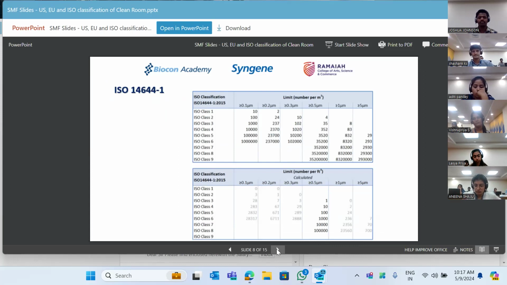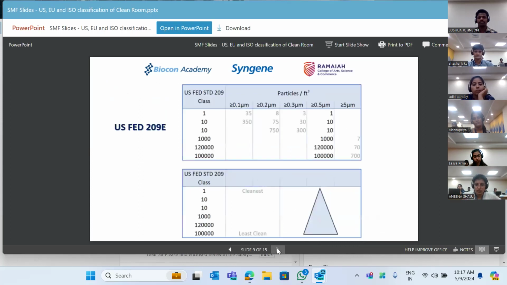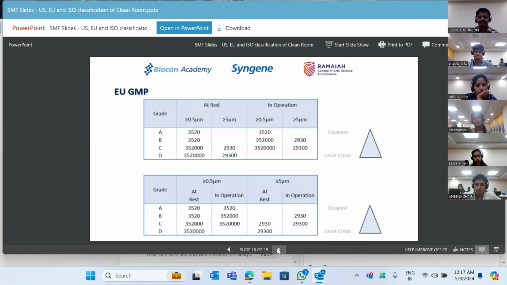You want to explain this? The tables which are provided to you in the slides will help you in understanding the particles and particle size, the equivalency of those particles which I was referring to.